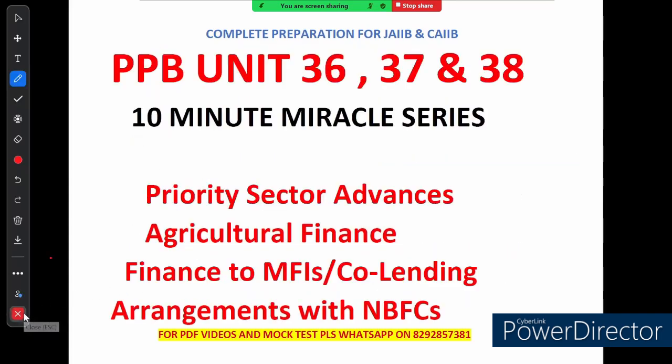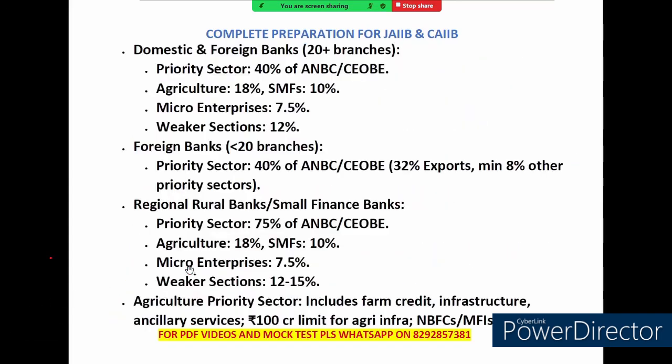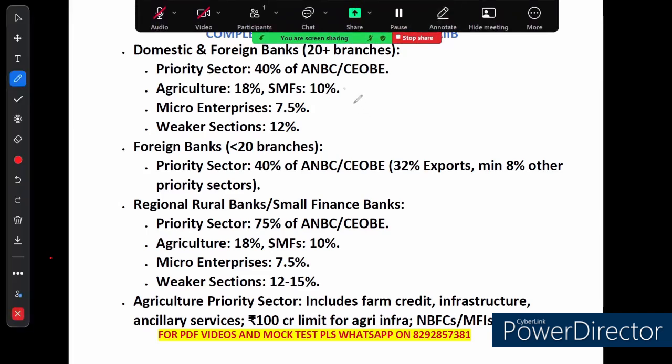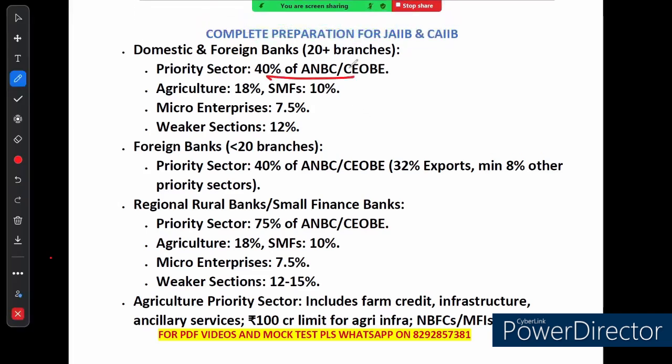So let's begin. So friends, banks in India that have more than 20 branches must give 40% of their loans to the priority sector. These are specific categories that need more financial support.